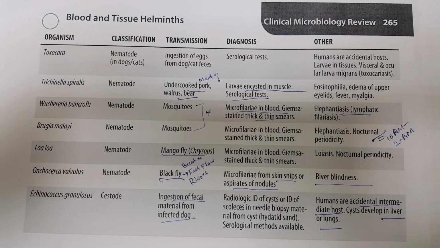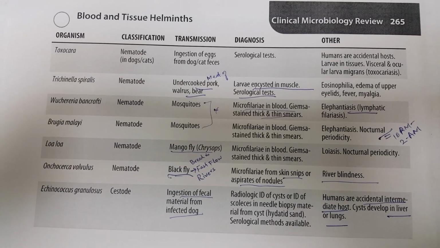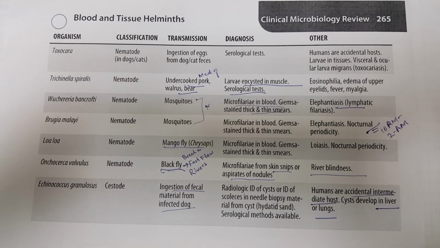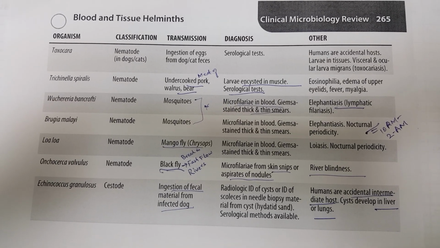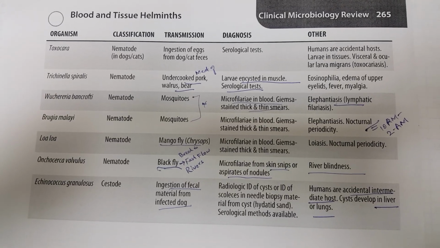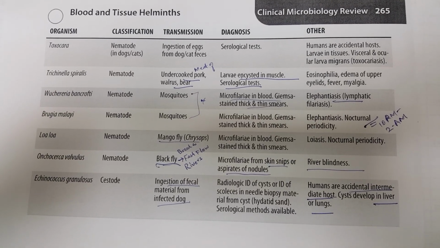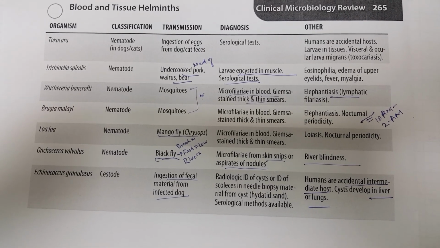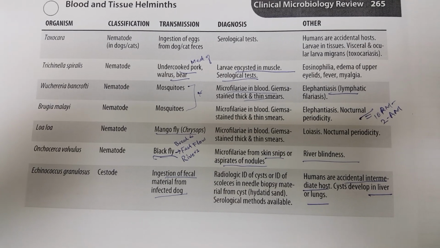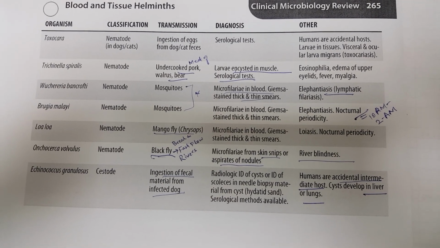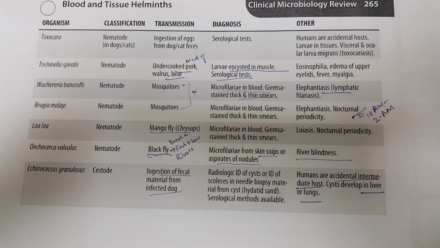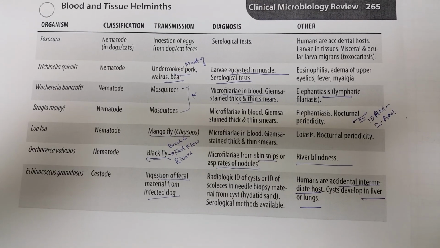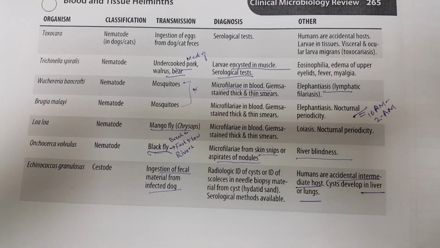Some other blood and tissue elements, the most important organism being Toxocara, which is a nematode of dogs and cats. Transmission is through eggs from dog and cat feces, and a serological test is available for diagnosis. Humans are accidental hosts, with larvae in the tissues, and visceral or ocular larva migrans, which is called toxocariasis. Trichinella spiralis is a nematode acquired from undercooked pork meat, or walrus or bear, and its larvae encyst in the muscle. Serological tests are available for diagnosis; features are eosinophilia, edema of the upper eyelid, and fever.